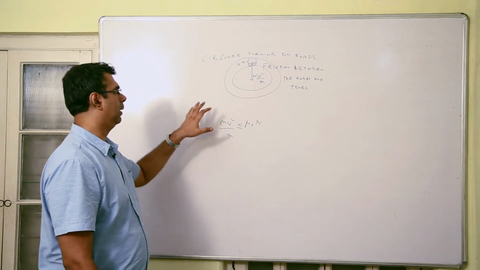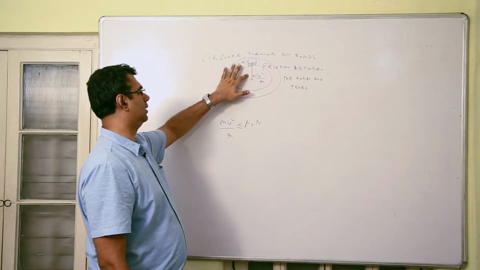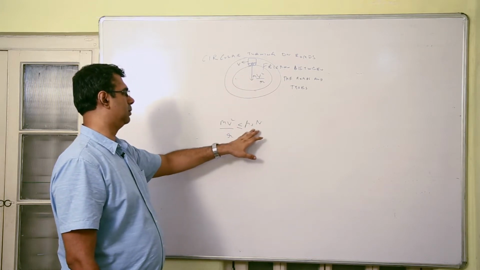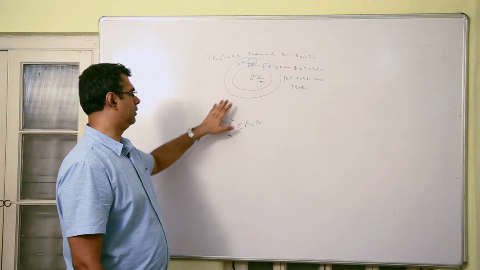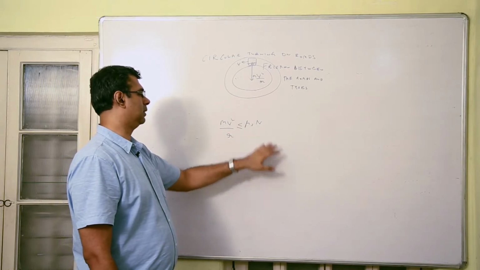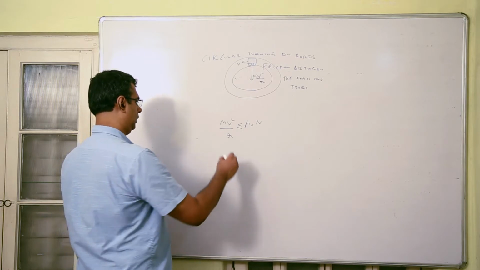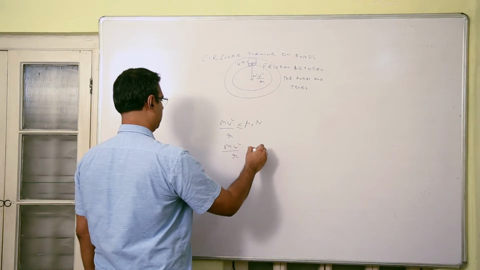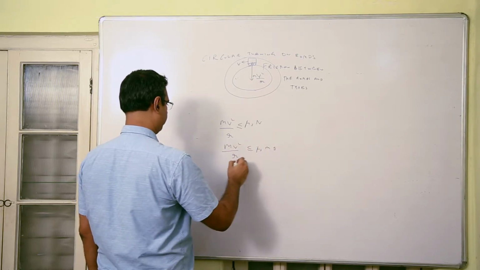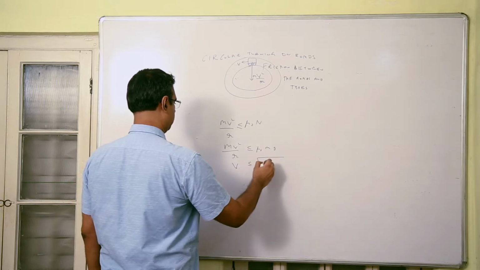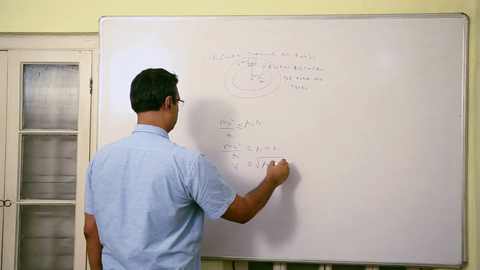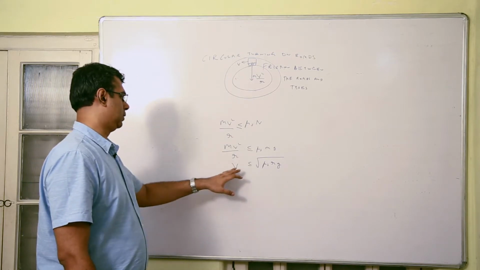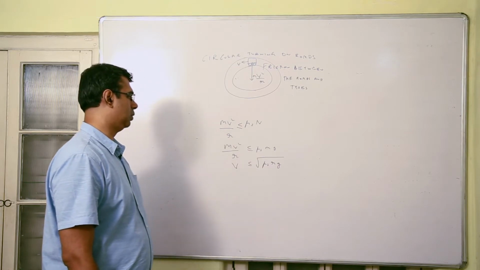I'll repeat this again. You know that friction between the road and the tire is providing the centripetal force, but friction has a limiting value, that is mu s into normal reaction. So mv square by r should be lesser than the limiting value of friction. If you write normal reaction as mg, then you will get v is less than equal to root of mu s into rg. So the speed of this vehicle has to be lesser than equal to root of mu s into rg.